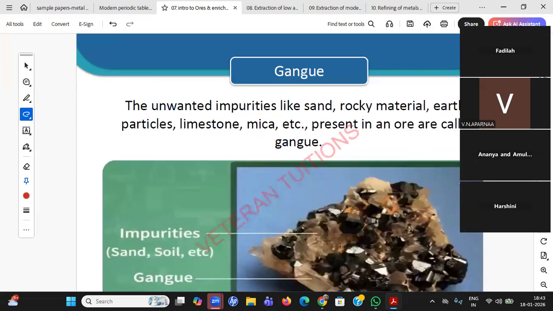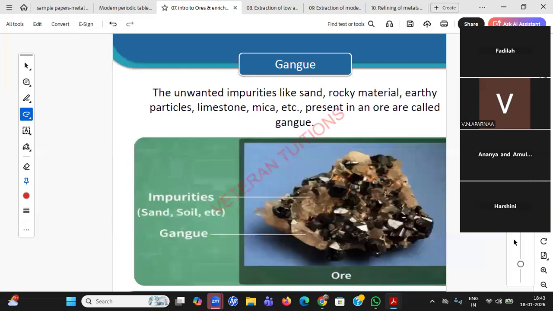Okay. Yeah, so now the gangue. What is the gangue, student? You see, if you take the mineral, first of all, you'll have unwanted things: sand, rocky material, limestone, mica. These all are to be removed. That is the gangue. If you remove that, then you will get something like an enriched mineral. Enriched mineral means the metal we want will be seen in more concentration. So all the unwanted impurities are known as gangue.